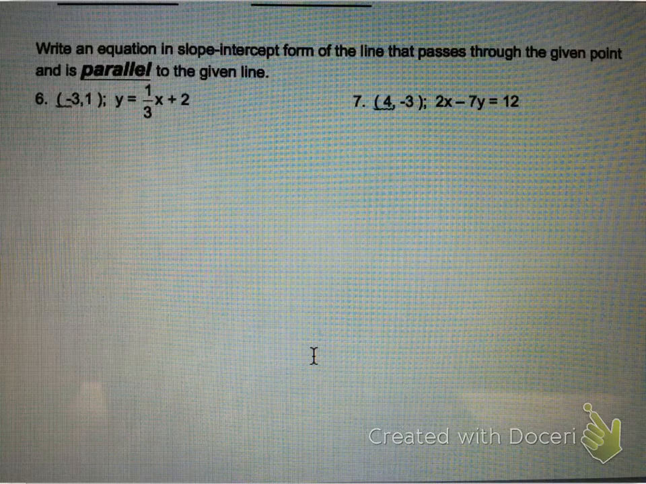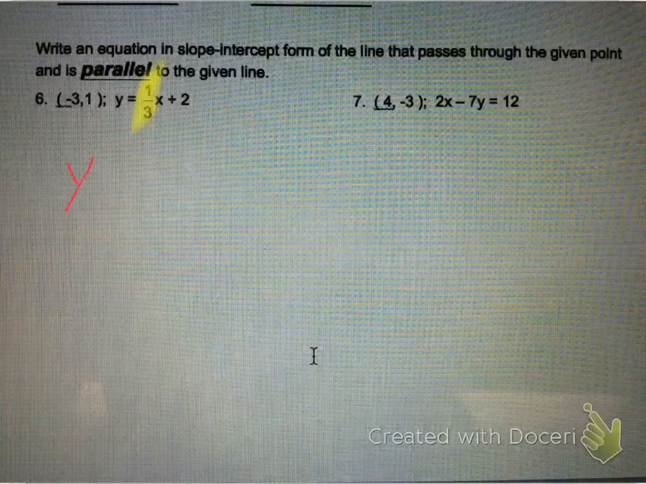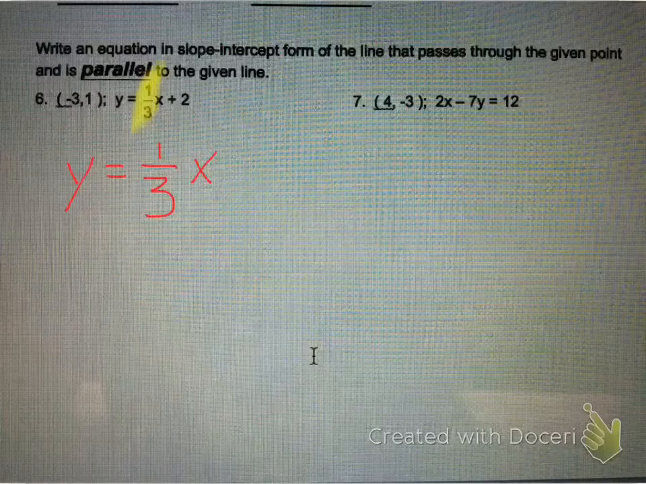Alright, so when you're doing parallel, it just means that it has the same slope, right? So that 1/3 here with my slope means that in the new equation I'm still going to have the exact same slope, right? It's going to look like this in the new equation. I know that much isn't going to change, but I know what's going to change is this.